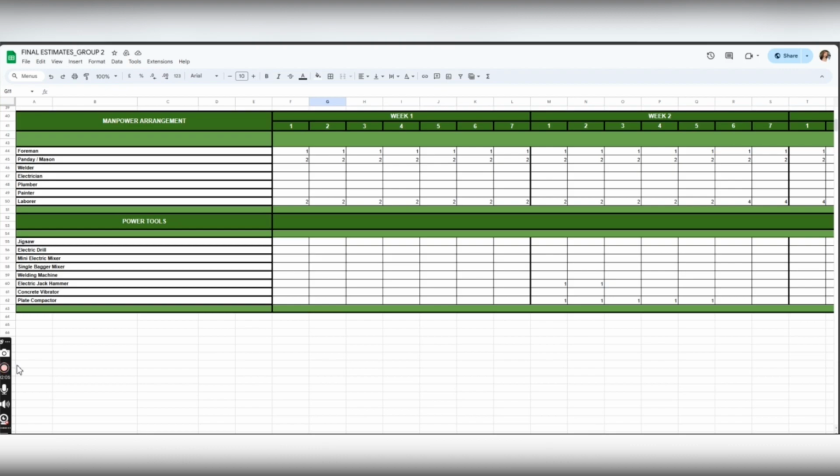So the logic of creating the manpower arrangement lies in optimizing resources, time, and cost. And here are the key principles. Number one is efficiency. By carefully planning and sequencing tasks, we minimize downtime and ensure that each phase of the project flows seamlessly into the next. Number two is resource optimization. Strategic allocation of manpower ensures that the right skills are available when needed, preventing delays and maximizing productivity.